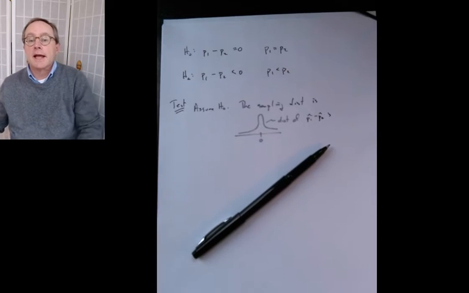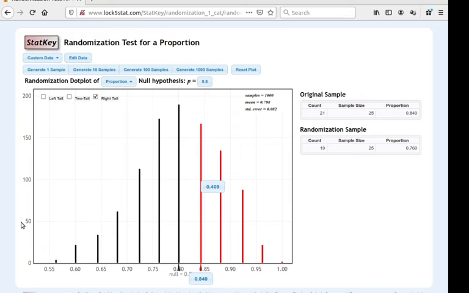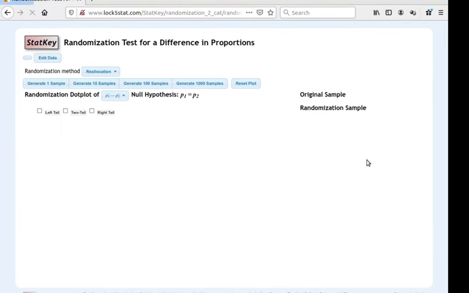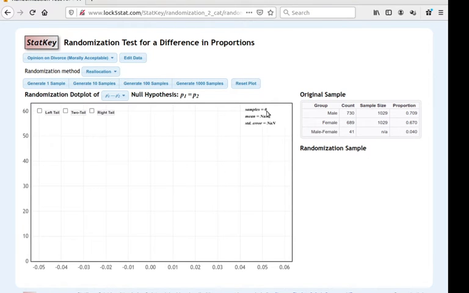Okay, let's ask StatKey, what does it look like? Okay, so I got to back up. Too many buttons. It seems to me that of the hypothesis test that I have a percentage of men and a percentage of women. So I think I'm looking for the difference in two percentages. Indeed, the null hypothesis is P1 equals P2. That's what we want. So we're in the right place.